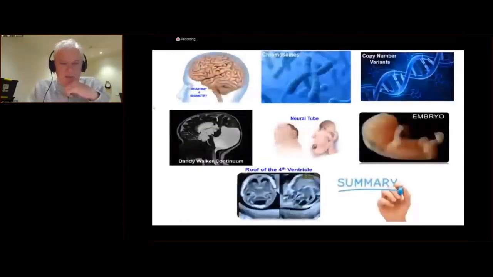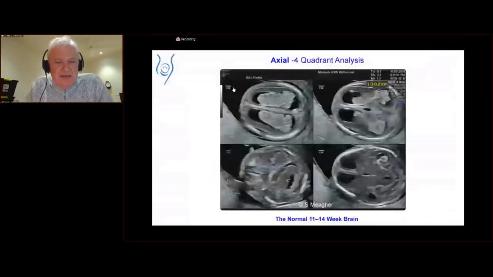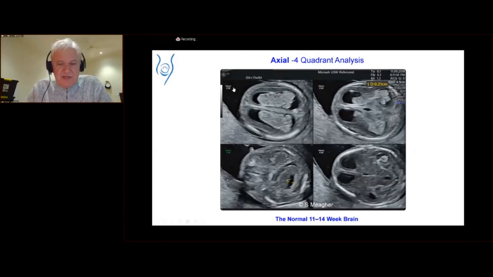But first, let's start with just normal anatomy at 11 to 14 weeks. So you're all familiar with doing an anatomy scan at the same time as measuring nuchal translucency, as you've been doing over the last 15 to 20 years. But what I want to try and do is to shift you away from just doing a BPD, but rather to do a 4-segment analysis of the fetal brain at 13 weeks.